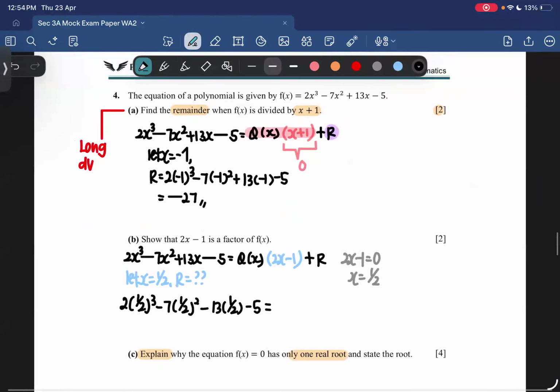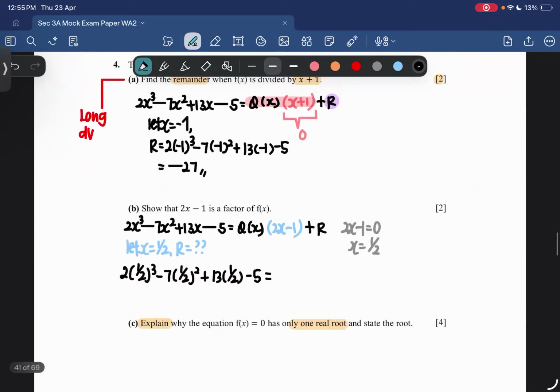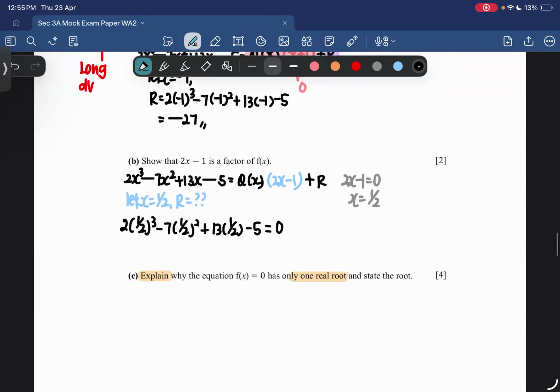Then I realize, I wrote wrong. See, it should be plus 13. You can see that, right? So then you know if you make it 0, okay, now it's 0 already. So now I confirm, correct or not? So if you make a careless mistake, you can validate from here. So then your conclusion: therefore, 2x minus 1 is a factor.